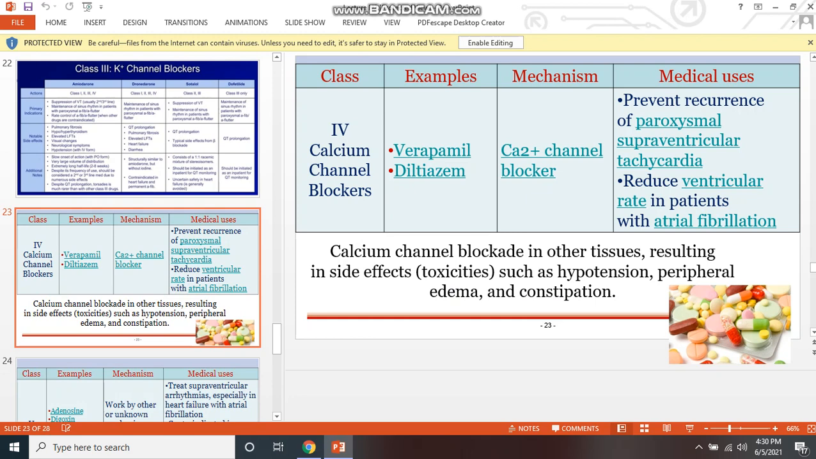Class 4 is calcium channel blockers, examples are verapamil and diltiazem. Mechanism: Ca2+ channel blocker. Medical use: prevent recurrence of paroxysmal supraventricular tachycardia, reduce ventricular rate in patients with atrial fibrillation. Calcium channel blockers also act in other tissues, resulting in side effects such as hypotension, peripheral edema, and constipation.